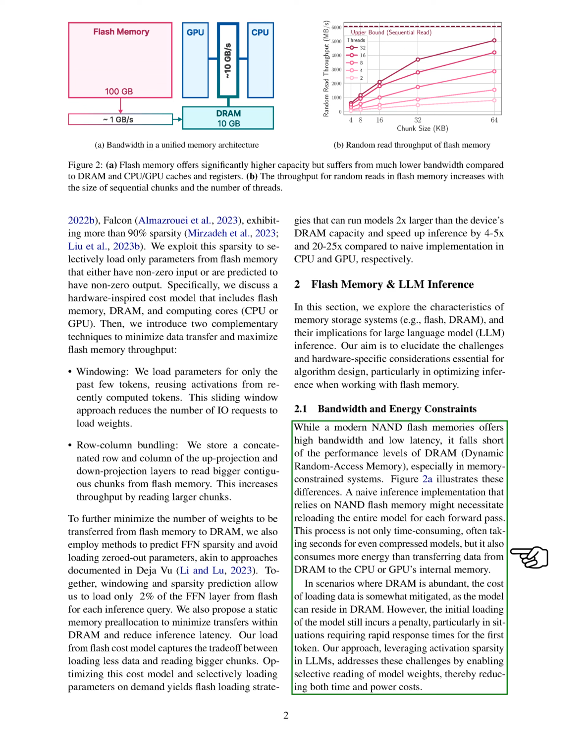While modern NAND flash memories offer high bandwidth and low latency, they can't match the performance levels of DRAM, especially in memory-constrained systems. A naive inference implementation that relies on NAND flash memory might necessitate reloading the entire model for each forward pass. This process is not only time-consuming, often taking seconds for even compressed models, but it also consumes more energy than transferring data from DRAM to the CPU or GPU's internal memory.